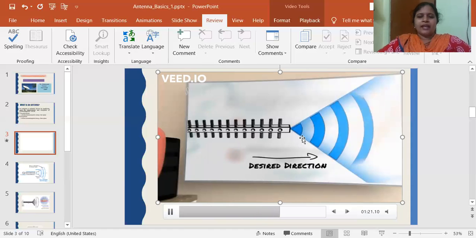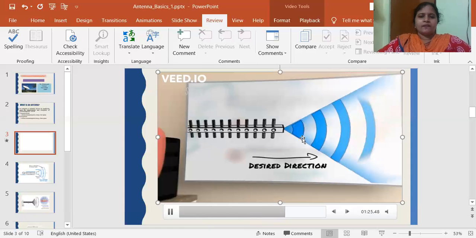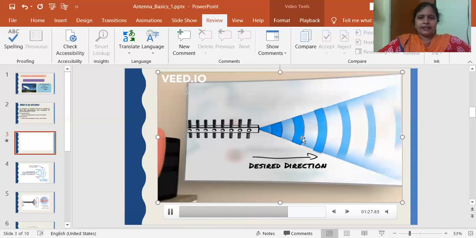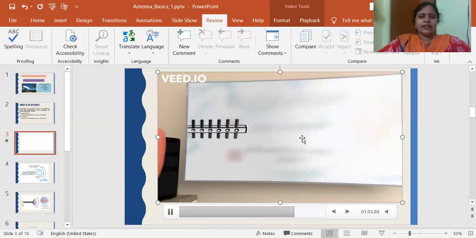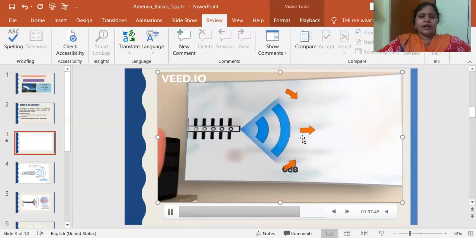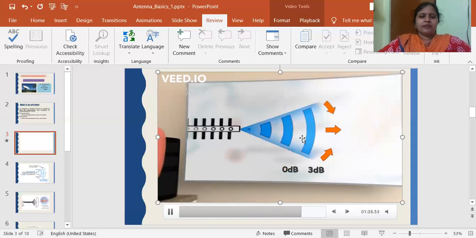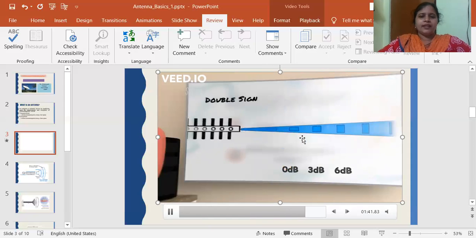So to calculate the gain of an antenna, see the figure. If we narrow the beam, the signal strength gets increased more and more. If you see the figure, if you narrow down the beam, the strength of the signal will be increased.